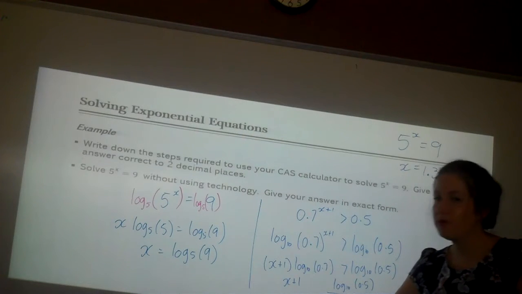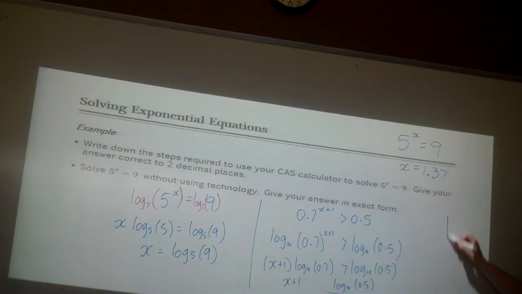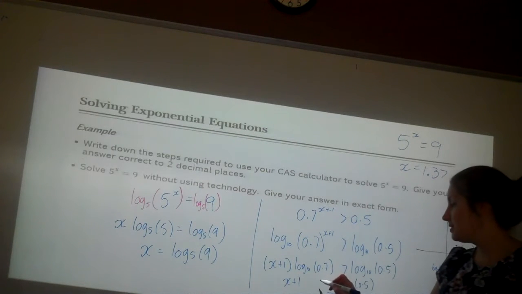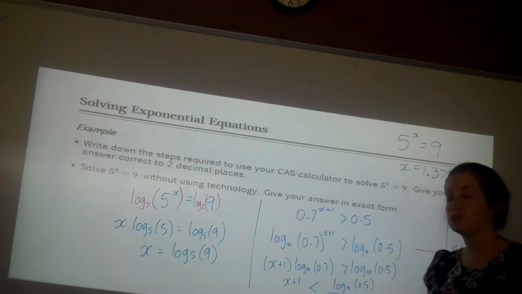If we think back to when we drew our log graphs, log base 10 looks like this. It had an intercept here at 1, 0, which means that when x is equal to 0.7, I'd be getting a value over here somewhere. The y value, the value of log base 10 of 0.7, would be found here, below the x-axis. It would be a negative value. Because this is a negative value, the direction of the inequality sign would have to swap.